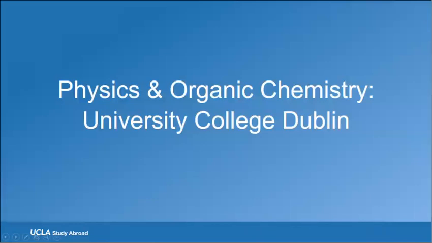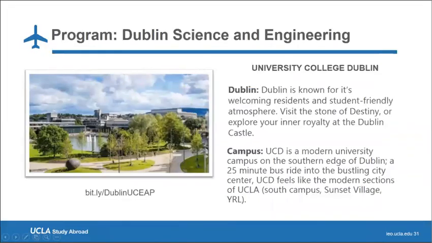Next, we'll speak about University College Dublin. This information applies to both the physics program in Dublin as well as the organic chemistry. Dublin is known for its welcoming residents. It's a very student-friendly atmosphere. When you are in Dublin, you can visit the Stone of Destiny. You can explore your inner royalty and go to Dublin Castle. It's all at a short distance. The campus itself is a modern university. Think about the modern sections of UCLA, for example, the South Campus, Sunset Village. The campus is a 25-minute bus ride to the city center, so not too far as well.